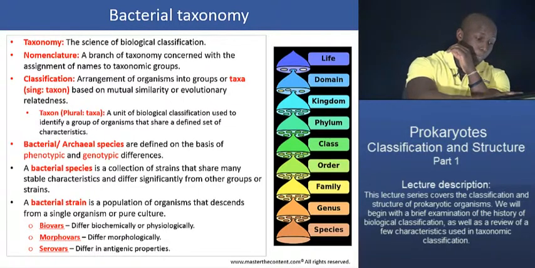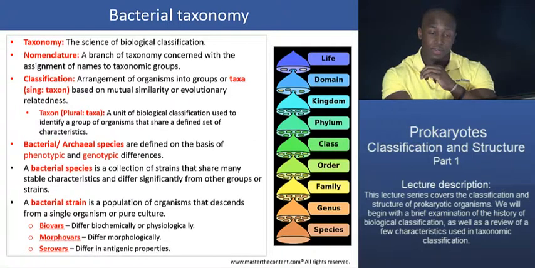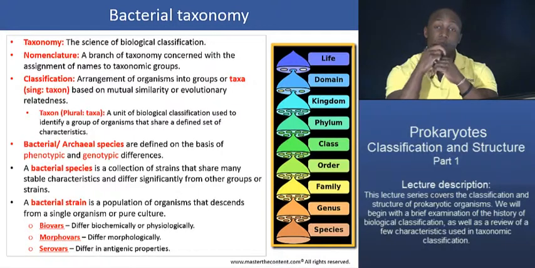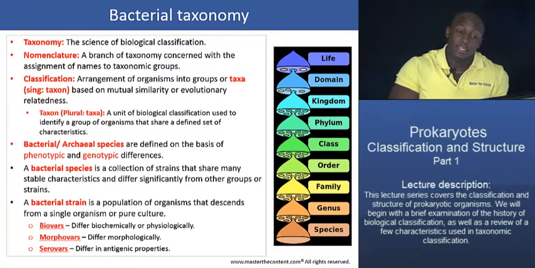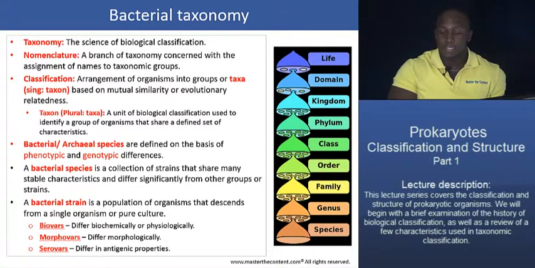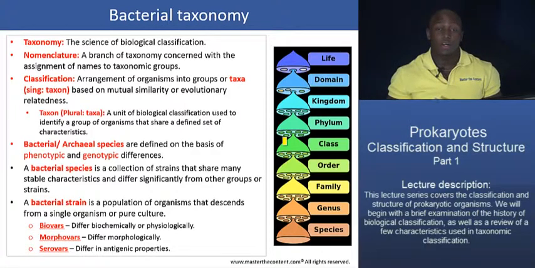On the right of the screen is a diagram that shows you the different taxonomic ranks, in ascending order. The most basic taxonomic rank used in biological classification today is the species, the first one at the bottom of that diagram. After that, we move on to the genus, then the family, the order, the class, the phylum, the kingdom, and finally the domain.